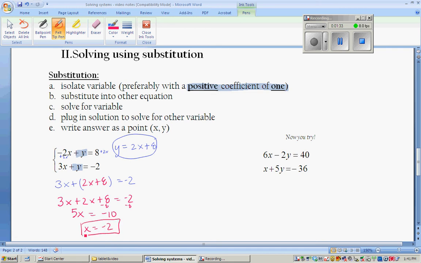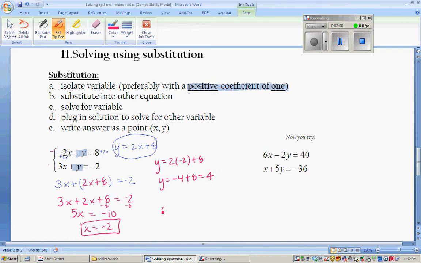Now this is a coordinate point, so you do want to solve for the other variable. You can plug this x in to the first equation, to the second equation, or you could plug it in to the one that is already solved for y. And then it's going to yield exactly what y should be. So we find out that y is equal to -4 plus 8, which is the same thing as 4.